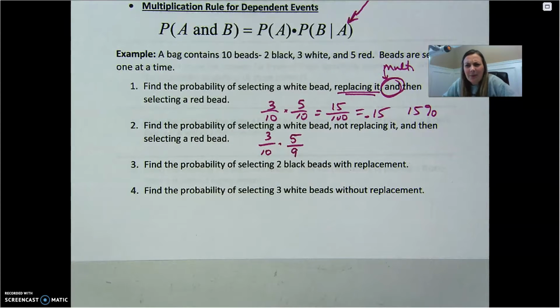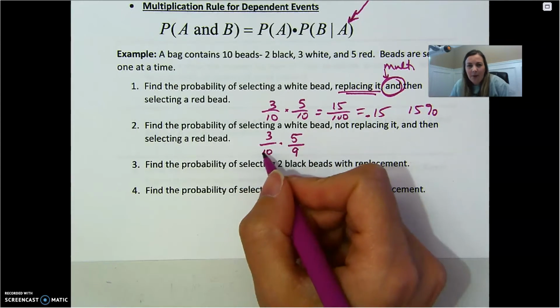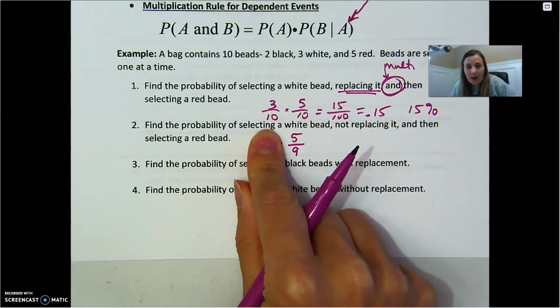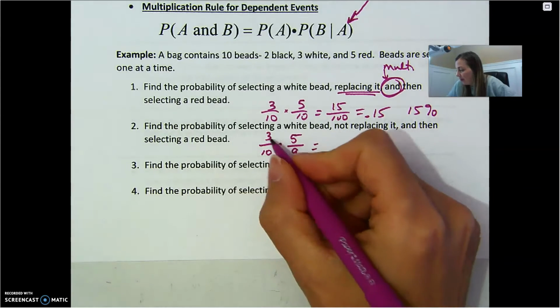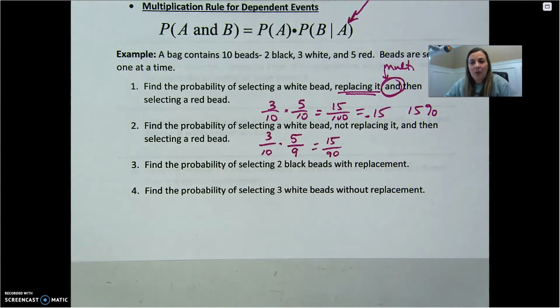You might say, but Mrs. Hamilton, how do you know it was a white bead? What if it was a black bead? Okay, well, this is all theoretical. We don't really know what happened. So theoretically, we're assuming that we took a bead out for this fraction, so that's why we're down to 9. Multiplying fractions, you go straight across, so that's 15 over 90. You can reduce that fraction down if you want. Make it a decimal or a percent, it doesn't matter to me.